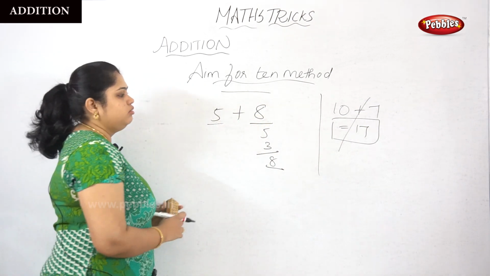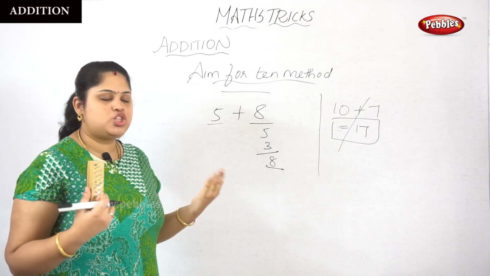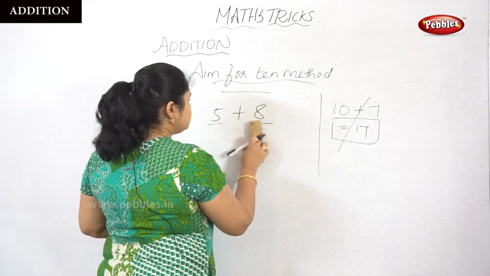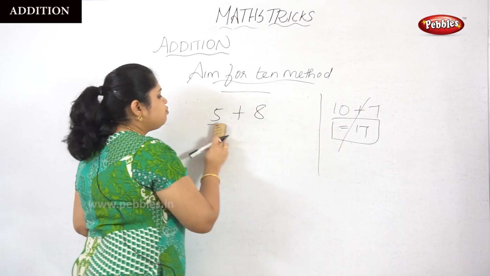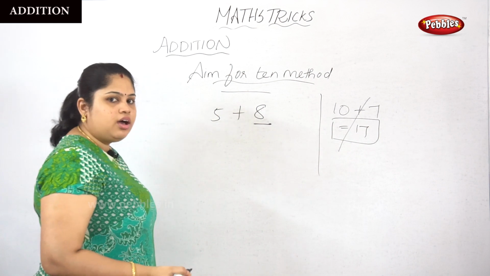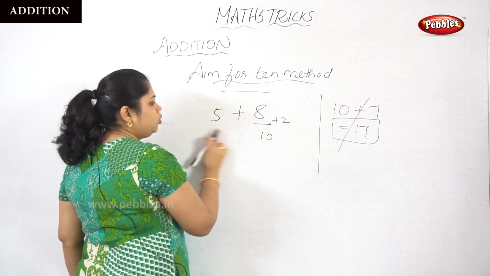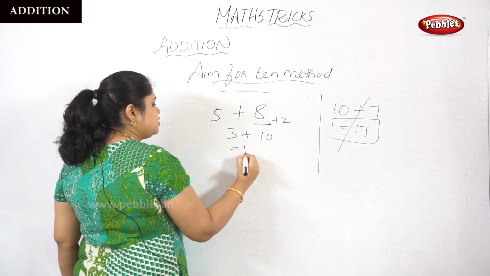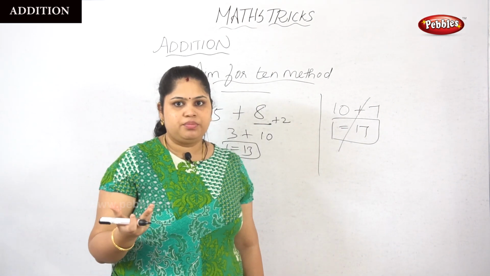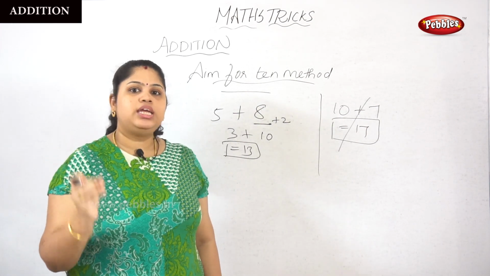So there may be another option to think, apart from the aim for 10 method. Okay, but if you are not so well versed in thinking quickly and logically, you don't need such a step. So we can just follow the aim for 10 method. So this is the closest to the 10. So we add 2 here, then it will become 10. After giving the 2, it will become a 3. So the answer will be 13. So when comparing with our normal addition, the aim for 10 method definitely reduces the time.